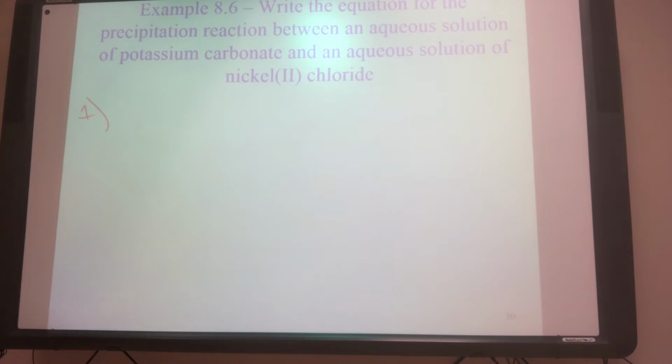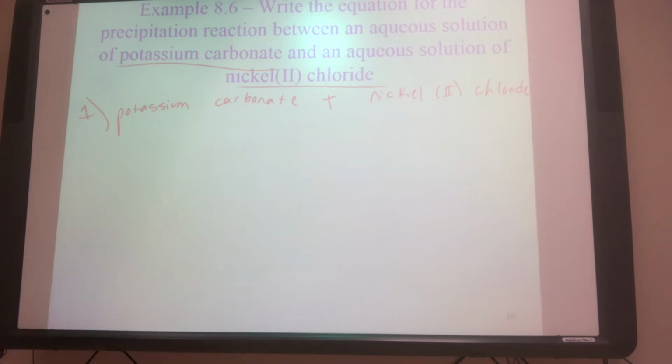So it says, write out the equation for the reaction between an aqueous solution of potassium carbonate reacting with an aqueous solution of nickel 2 chloride. So that's what's reacting: potassium carbonate plus my nickel 2 chloride. So I need to figure out what these ions are.